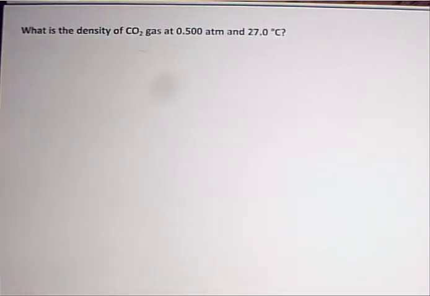In this lesson, we'll be applying the ideal gas law to solve problems in ways that don't just use the PV equals nRT equation. We're using some derivatives of those equations and moving on then to help you figure out how to choose a gas law equation, not just the ideal gas law equation, to solve gas law problems. Alright, so the problem we're working on here is this one. What is the density of CO2 gas at 0.500 atmospheres and 27.0 degrees C?